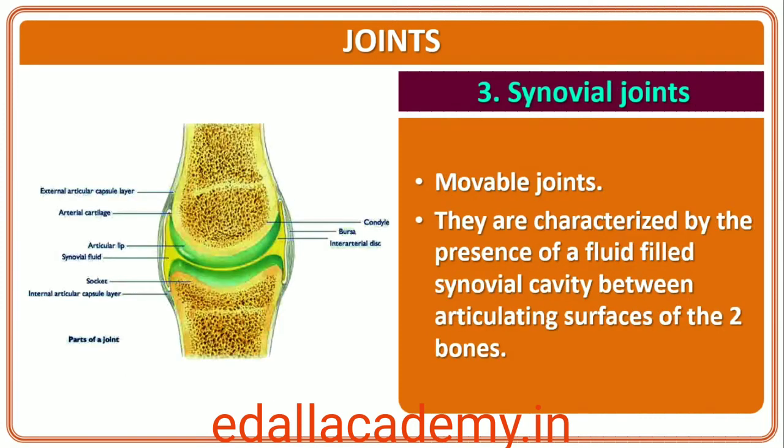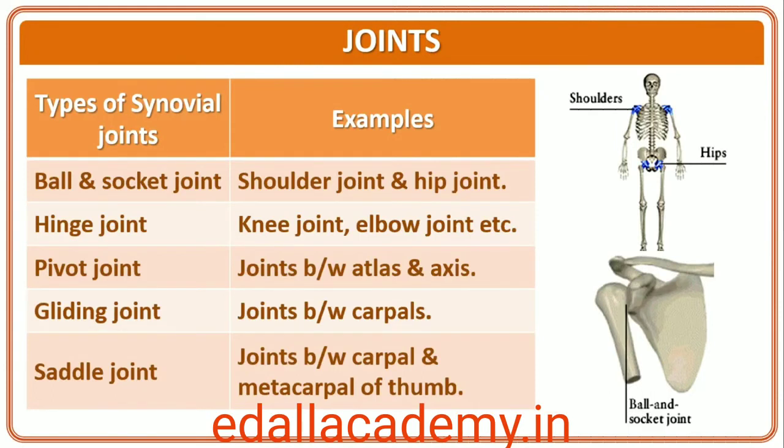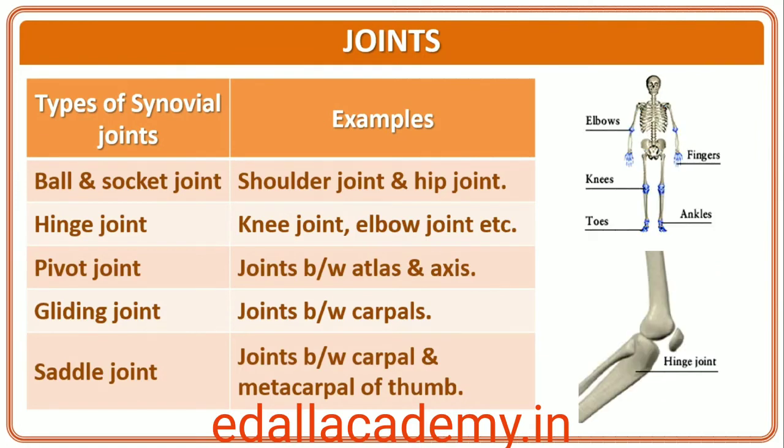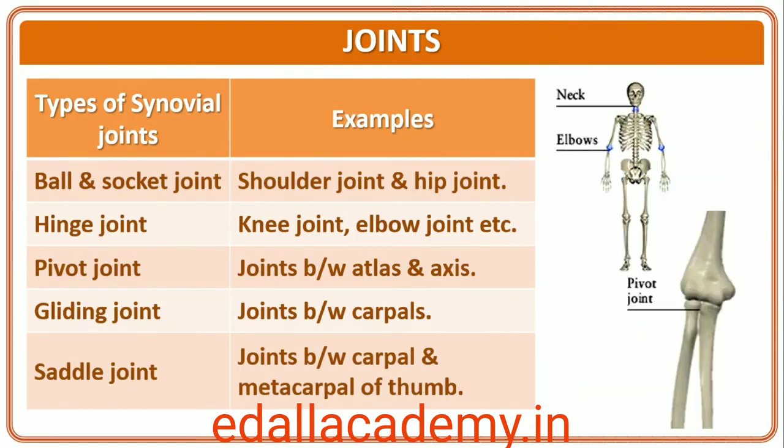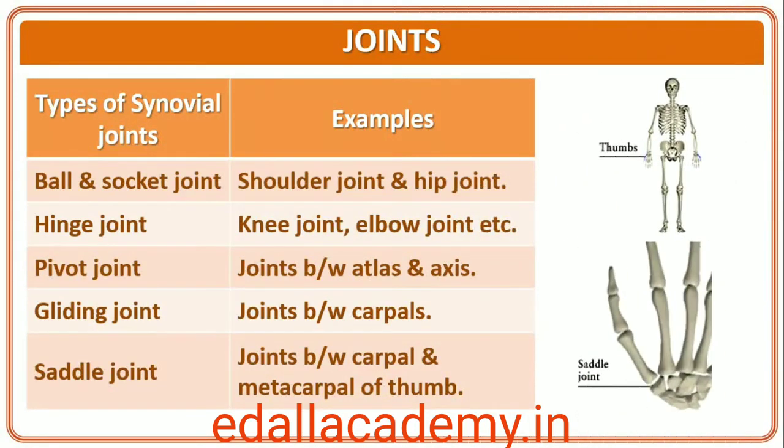Synovial joints are characterized by the presence of a fluid-filled synovial cavity between the articulating surfaces of the 2 bones. Such an arrangement allows considerable movement. These joints help in locomotion and many other movements. Ball and socket joint (between humerus and pectoral girdle), hinge joint (knee joint), pivot joint (between atlas and axis), gliding joint (between the carpals), and saddle joint (between carpal and metacarpal of thumb) are some examples.